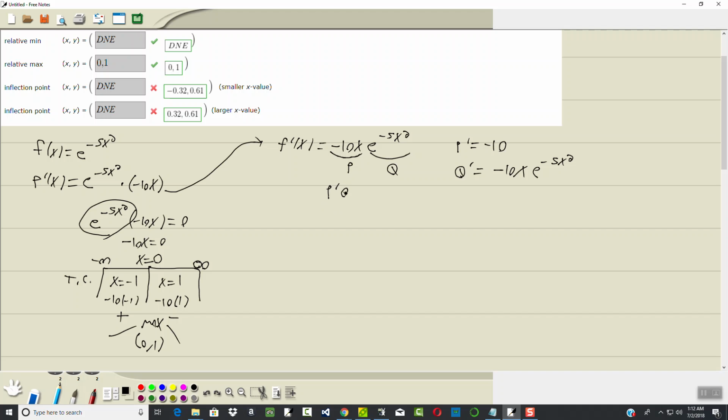So our formula is p prime q plus p q prime. So for our second derivative, p prime is negative 10 times q, which is e to the negative 5x squared, plus p, which is negative 10x, times q prime, which is negative 10x e to the negative 5x squared. Now I can factor out an e to the negative 5x squared, and that leaves us negative 10 here. And negative times negative is a positive 100x squared.